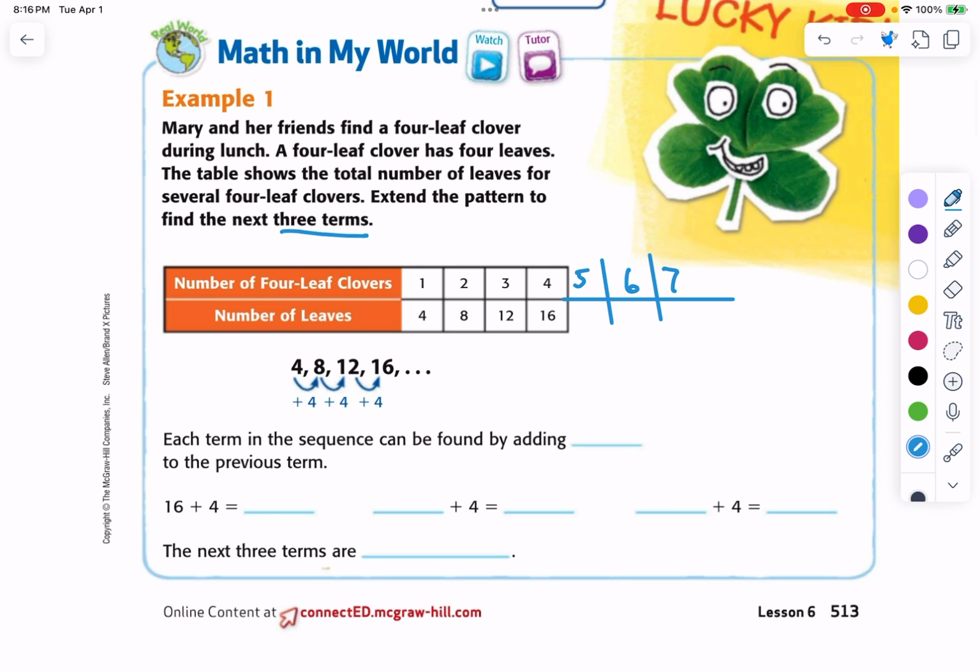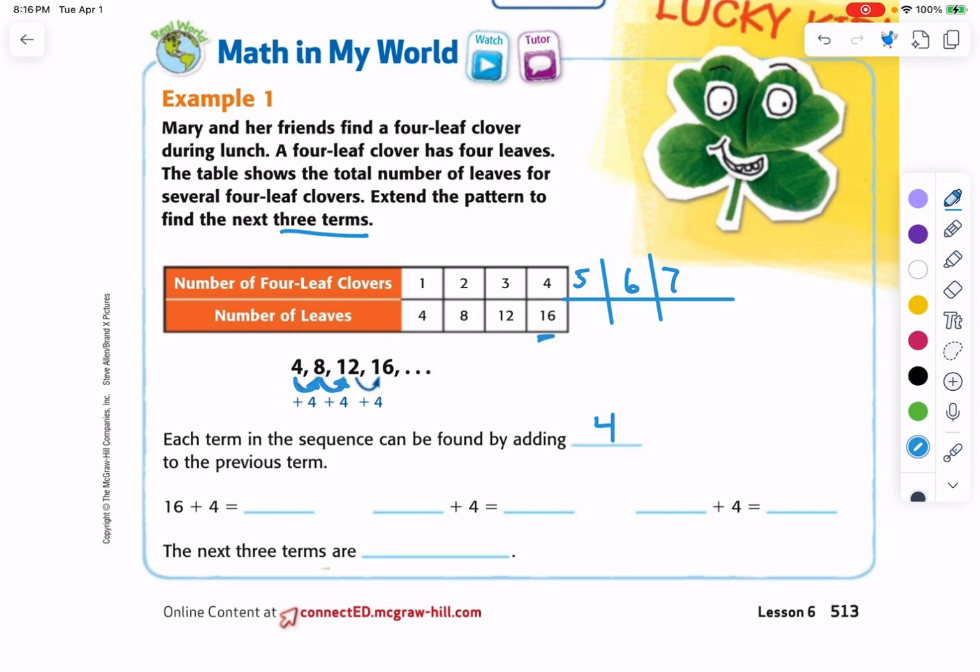So what is the pattern? Well, to get from 4 to 8, that would be 4 more, right? And we double check it by doing 1 or 2 more. From 8 to 12, 8 plus 4 is 12, so that works. Okay, so each term in the sequence can be found by adding 4 to the previous term. So now let's find our next 3 terms.